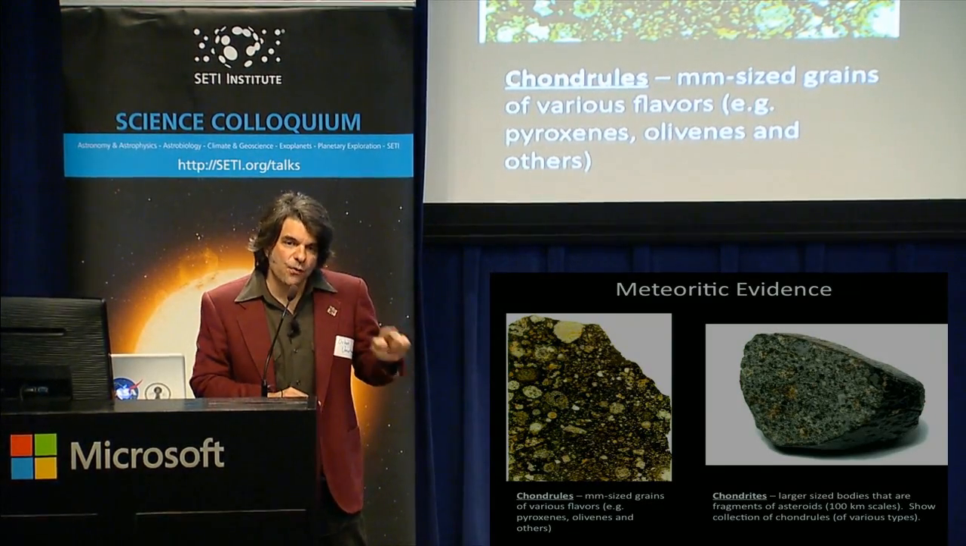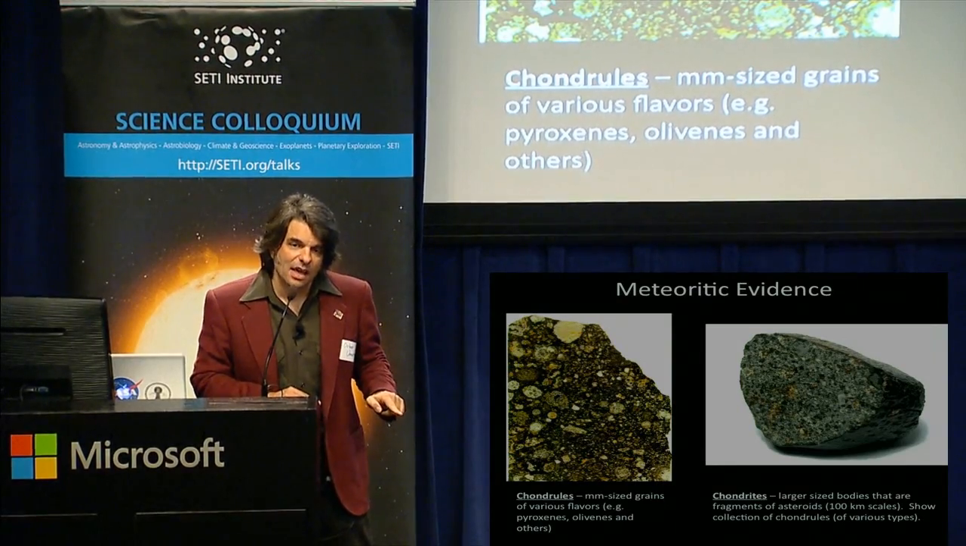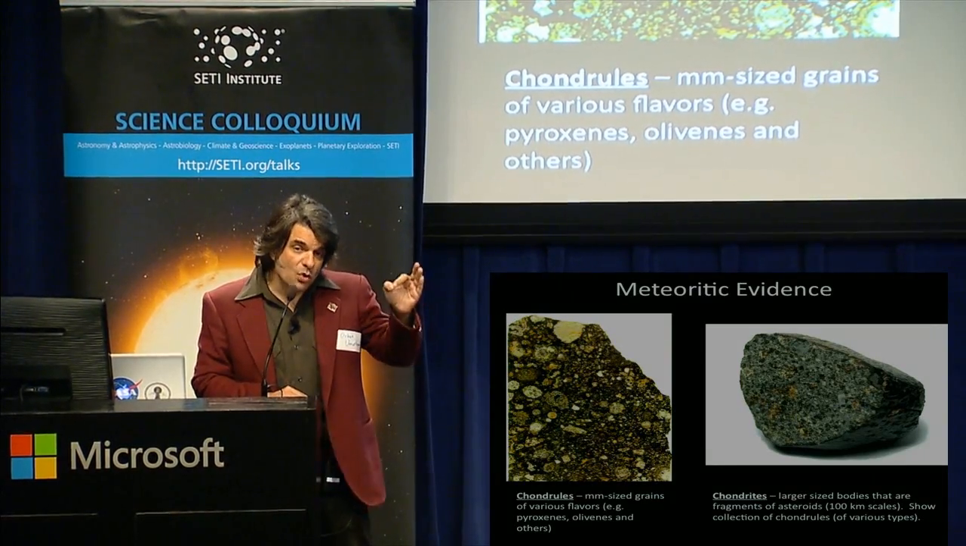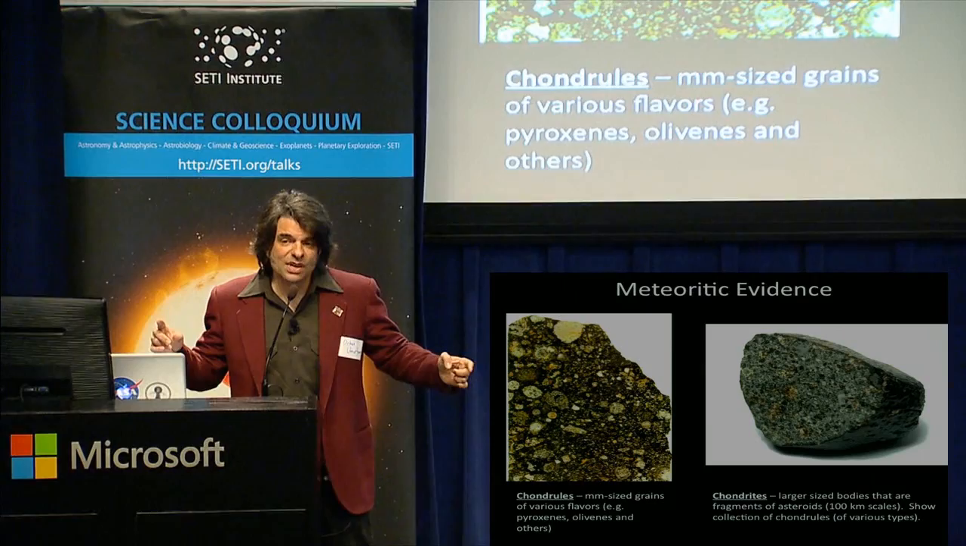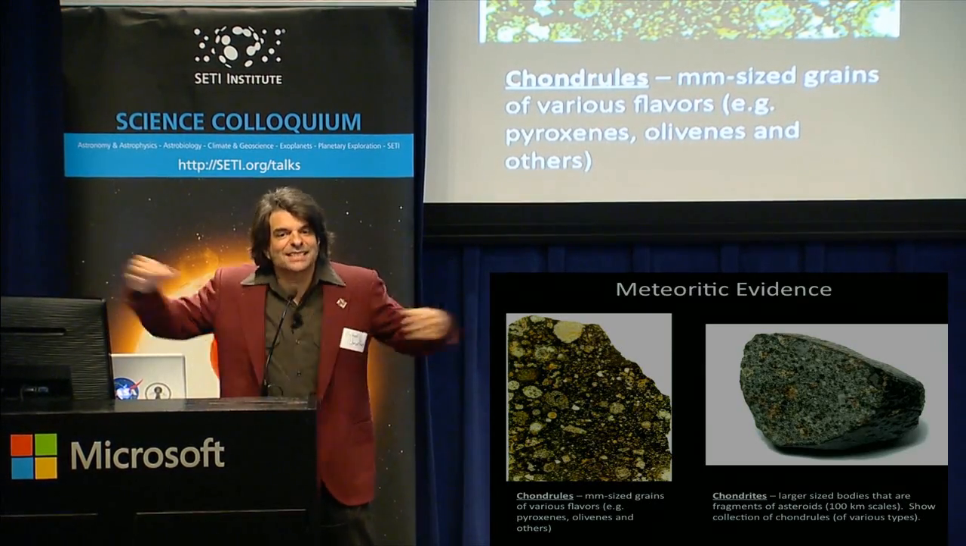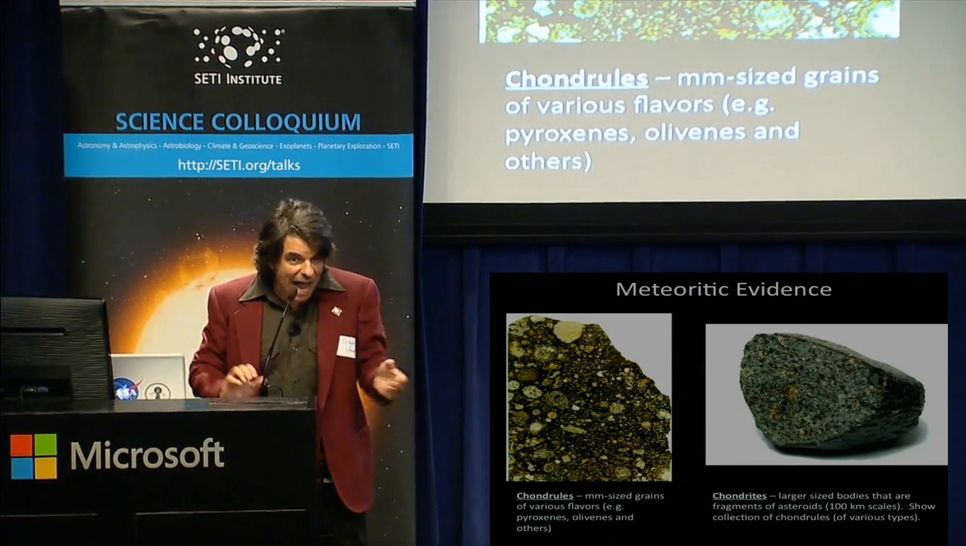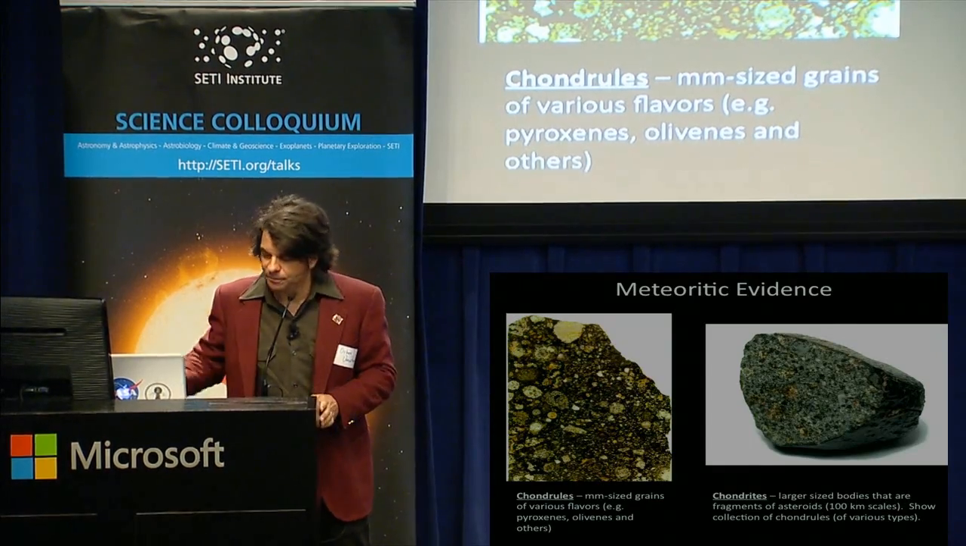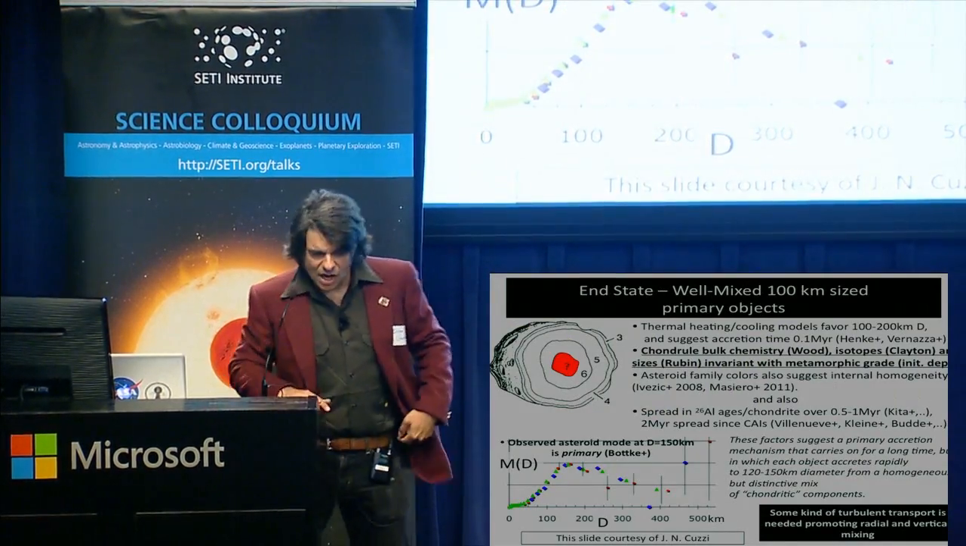How do you form various grains that are usually specific to a location in the disk, and how do you get them to be mixed up throughout the entirety of the disk? That's where the question of turbulence comes in. Let me give you a picture here.